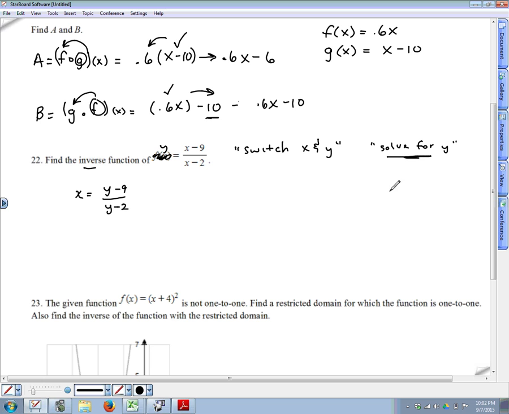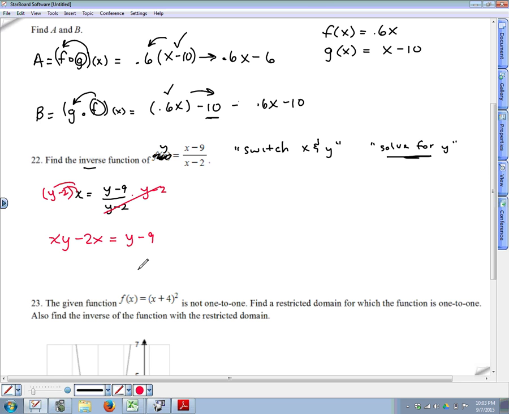Now for this particular problem at least, solving for y can be a little tricky because there's two different y's. So once you've done a few of these, it's pretty much the same process over and over again when you have some kind of a rational function like this involving y. So first thing you're going to want to do is get rid of the fraction by multiplying by y minus 2 to the left and the right side. And then I'm going to distribute the x. I've got xy minus 2x equals y minus 9.